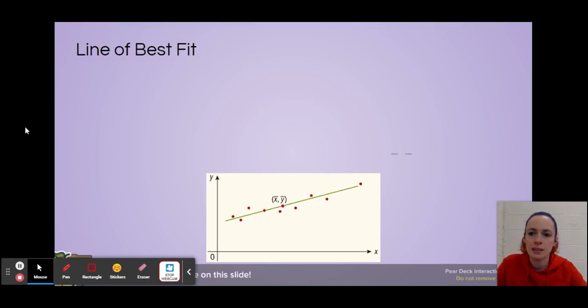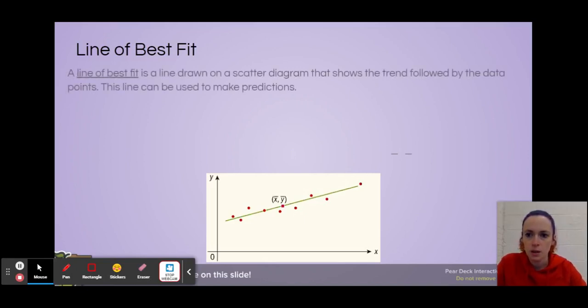All right, so now talking about the line of best fit, which is a line drawn on the scatter diagram that shows the trend followed by the data points. And this line can be used to make predictions, whether it's predictions inside the data values, remember that's called interpolation, or predictions with data values outside the given data, which is called extrapolation. We'll talk about how to find it by eye and refresh how to find it in the calculator.